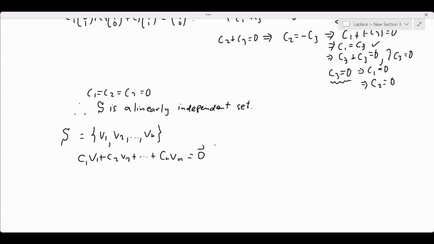But in the process of solving for the c values, if not all of the c values are equal to 0, then we call the set S linearly dependent.